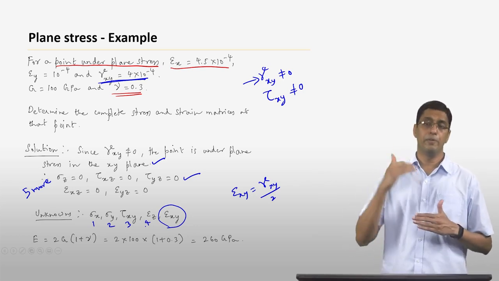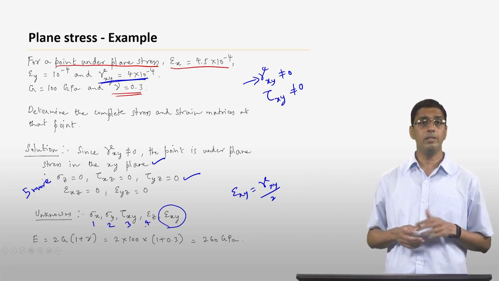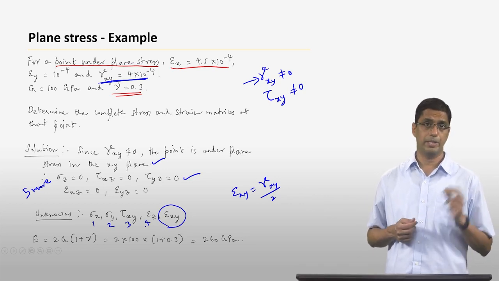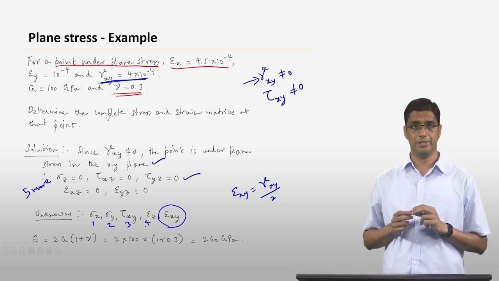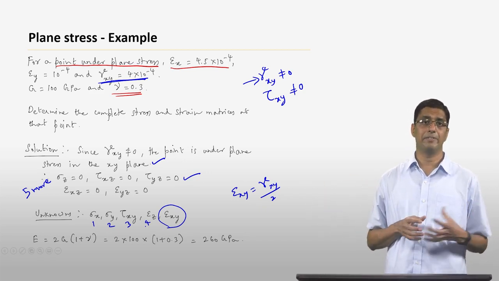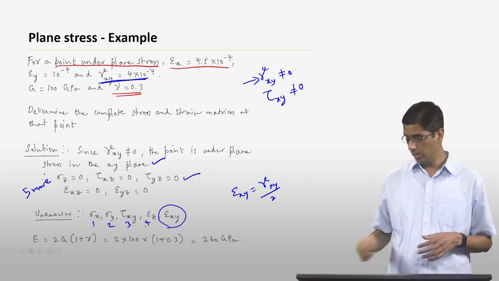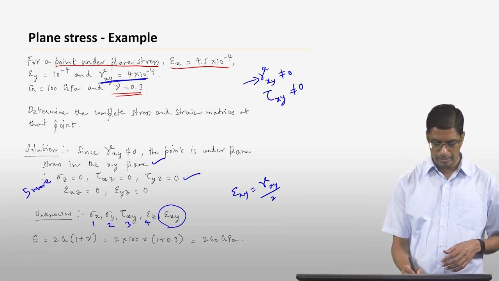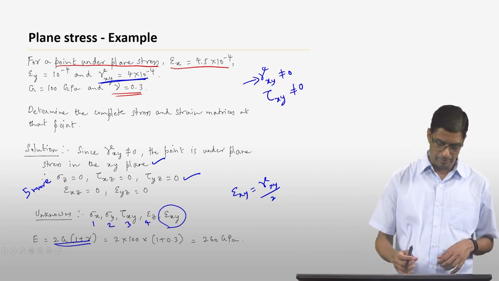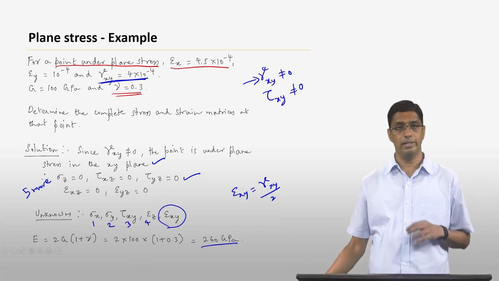Okay, now before we go to actually finding out these unknown stresses and strains, we have to do one thing, which is find out the Young's modulus, because we are given the shear modulus and the Poisson's ratio. Shear modulus is 100 GPa, Poisson's ratio is 0.3. We still have to find out what the Young's modulus is, because that is something you need for calculating the normal stresses. So you just use the formula that E is 2G into 1 plus nu. And if you use that formula, you essentially come up with a value of 260 GPa for the Young's modulus.